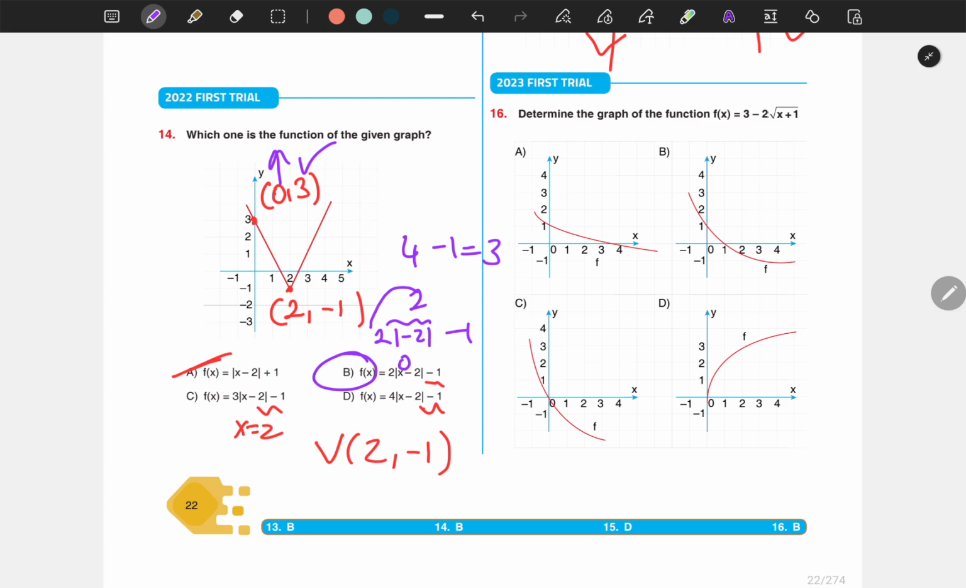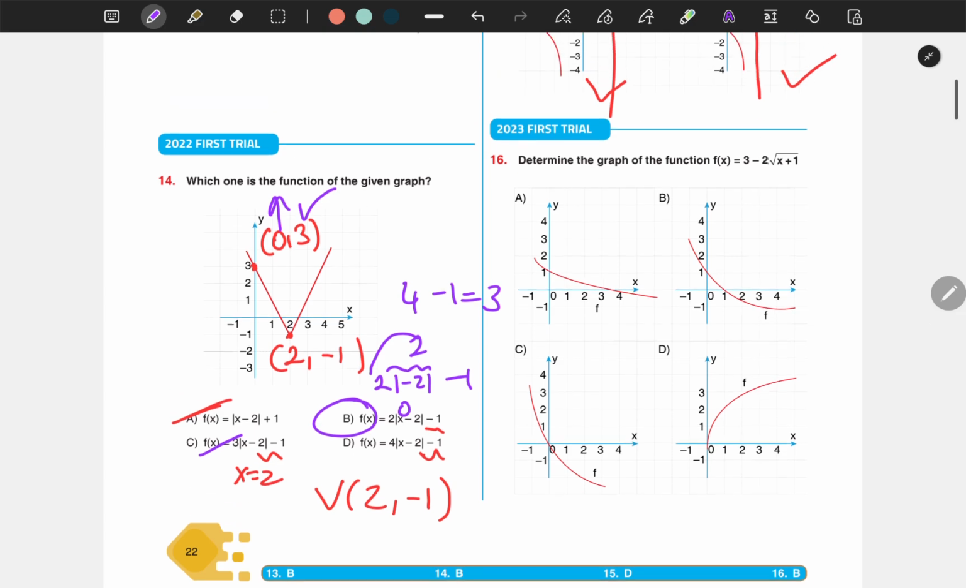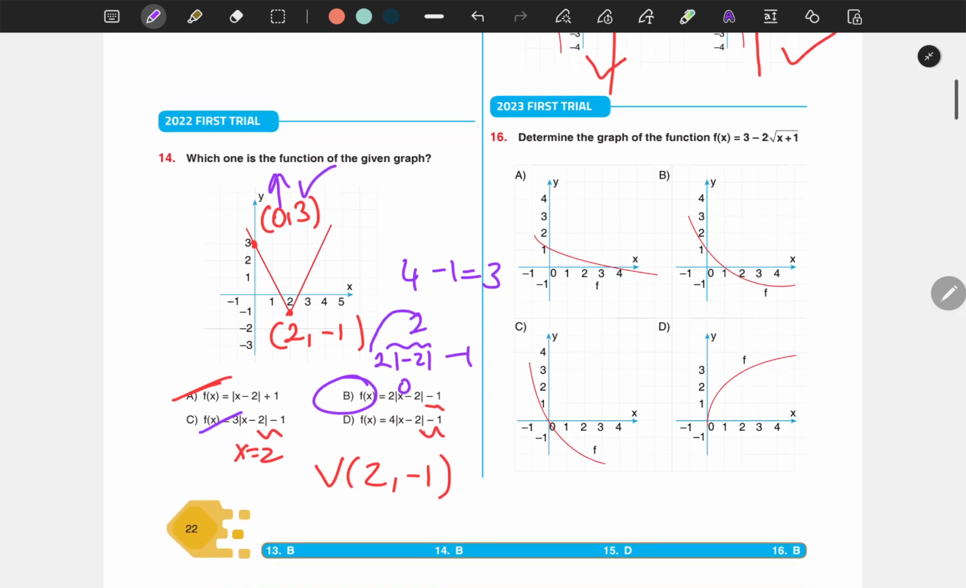Guys, we always use this substitution method. Okay, next question. Next question, this is directly, let me find the vertex, x plus 1, x will be negative 1, and then y is 3. Guys, these two do not affect the vertex point. These two are just multiplication.